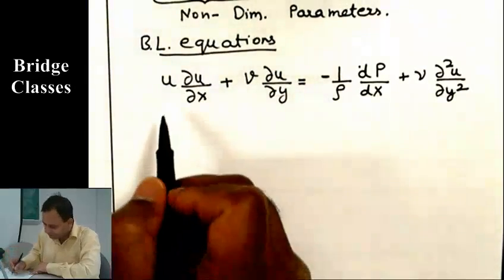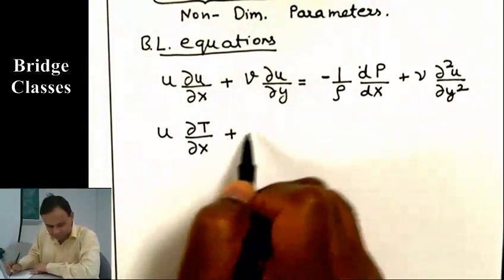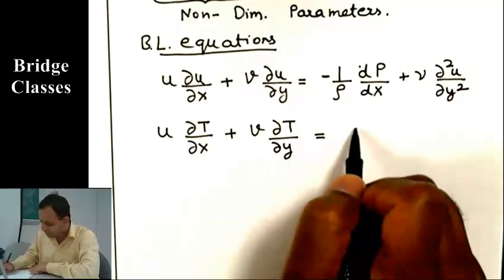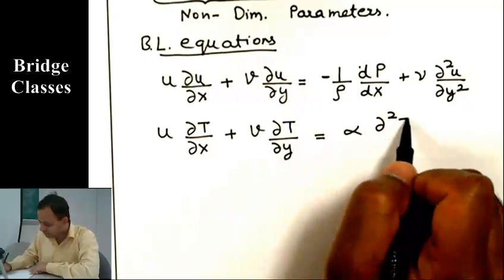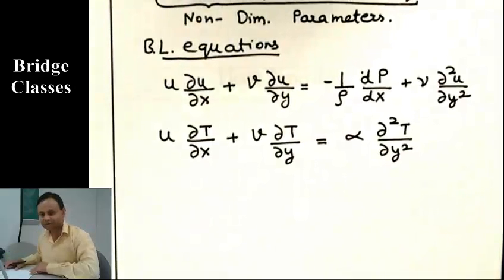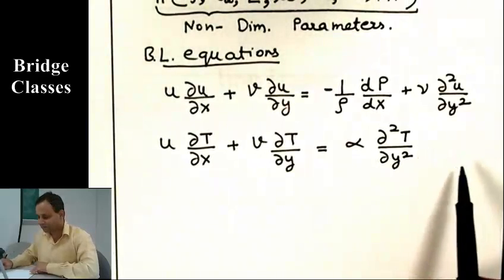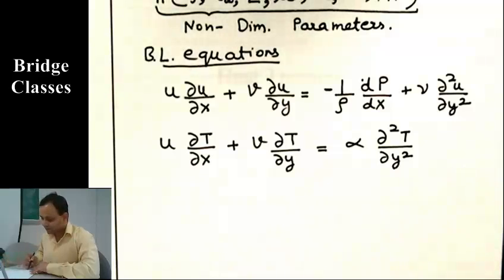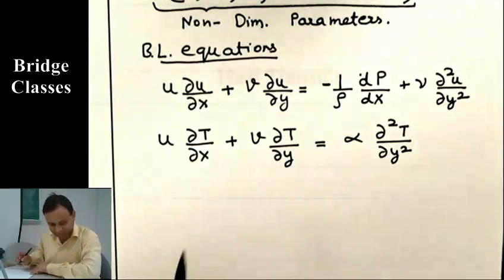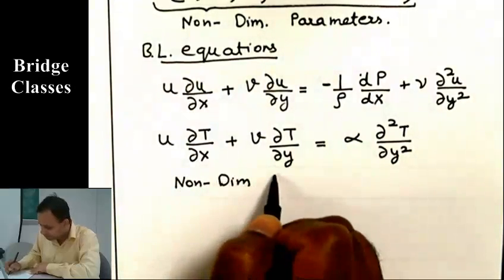And the energy equation: u ∂T/∂x plus v ∂T/∂y equals alpha ∂²T/∂y². These are the boundary layer equations, because we did not include some of the terms which are negligible in the boundary layer. And we can non-dimensionalize these equations and then see what parameters we get. So that's what we are going to do. Non-dimensionalize the equations.